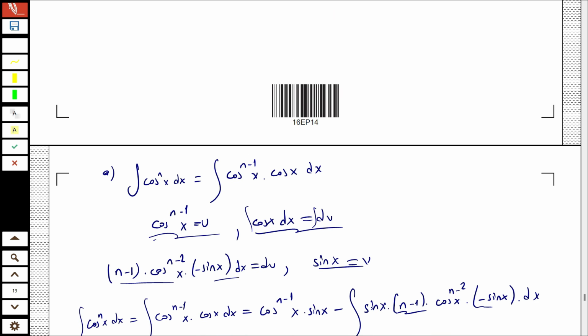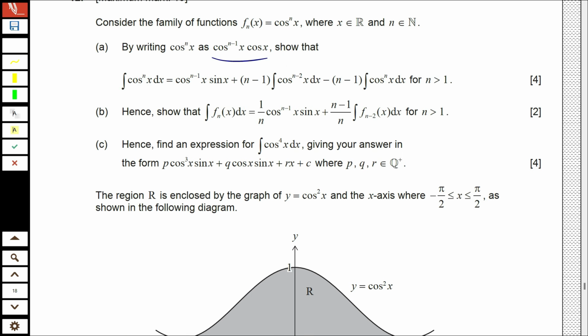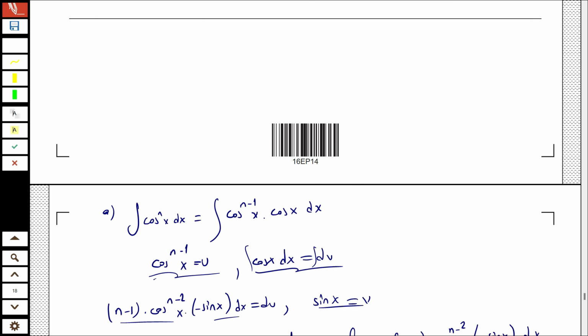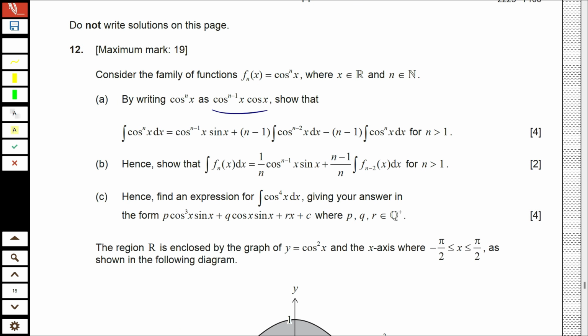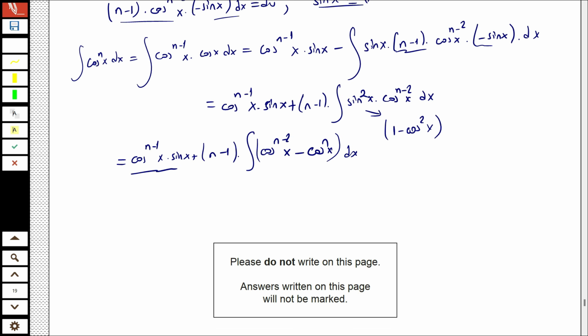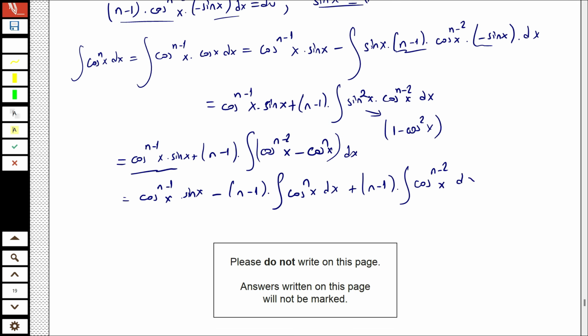So let's check what we should show. Yeah, the first part is here, I think, and the second part is gonna be this, and then this one. Actually, we found it. Yeah, it's the same times sine x minus n minus 1 times an integral cosine to the power of n x dx plus n minus 1 times an integral cosine to the power of n minus 2 x dx, right? Yeah.